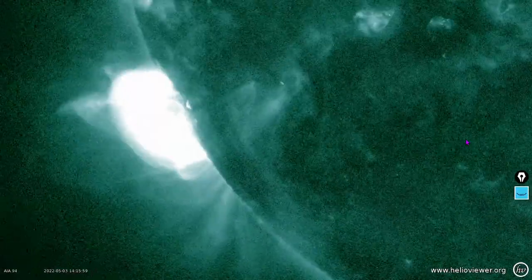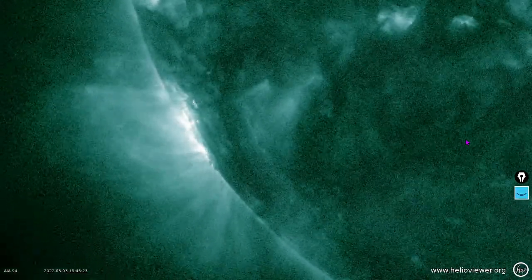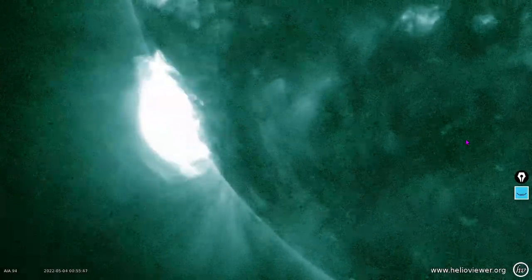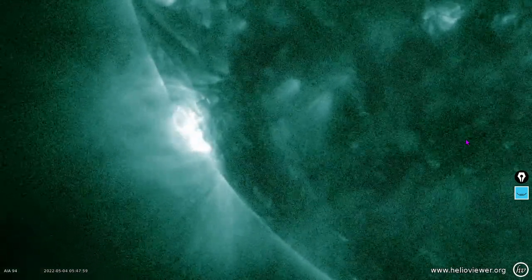Let's let this play through one more time. There's the X-class flare, and there are a couple of M-class flares in there as well. Spectacular imagery there in 94 angstroms.